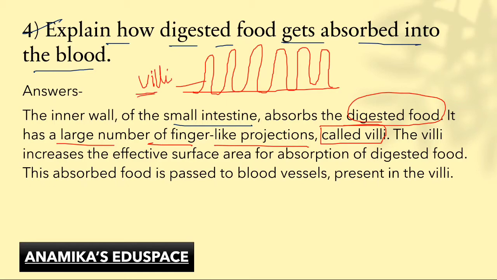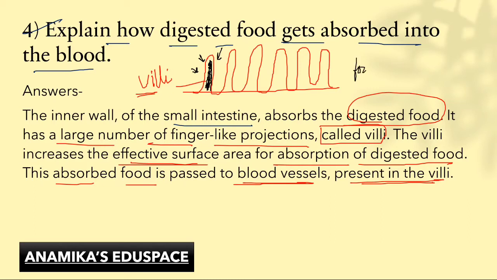villi. So these villi increase the effective surface area for the absorption of the digested food, and this absorbed food is passed into the blood vessel which is present in the villi. So villi contain what? Villi contain the blood vessel. So whenever the food comes, the food is absorbed in the villi and directly it can pass to the blood vessel which is present inside the villi, and food can directly mix into the blood, and once it mixes into the blood, it converts into energy, right, which we need, and that's why we eat food.